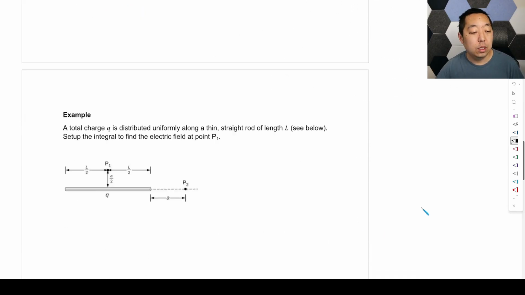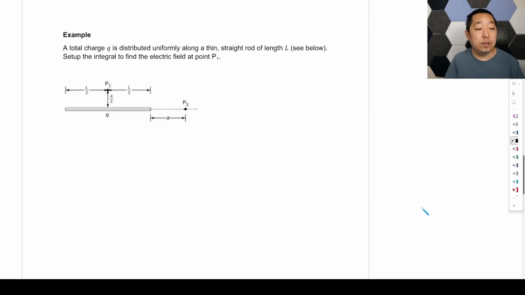Okay. Let's do another one here. So let's say a total charge Q is distributed uniformly. Uniformly means that the charge is spread out, so an entire Q is over this rod. Set up the integral to find the electric field at point P1. So P1 over here, we want the electric field at this point here. Again, the density wasn't given to us, but it's charge per unit length, and it's a uniform density. So we can do this in terms of the linear charge density.